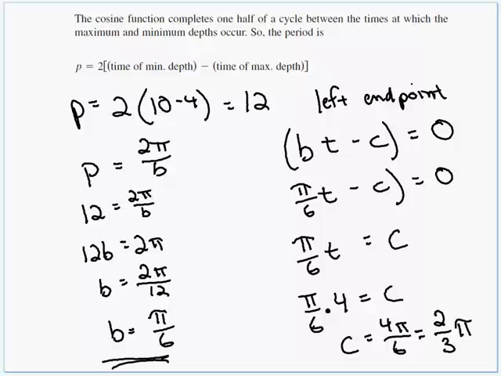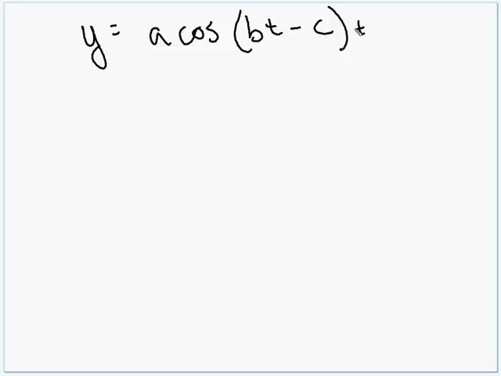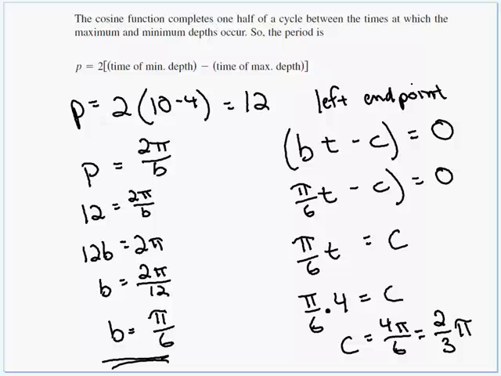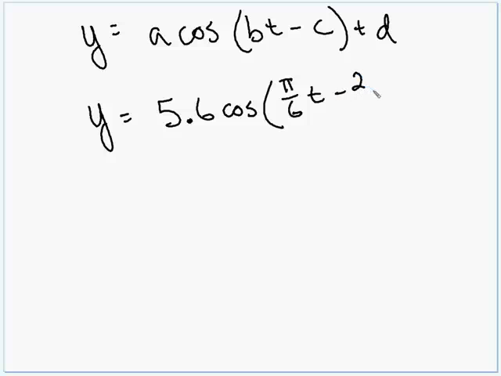So let's look at our equation now, and we can fill in what we've already figured out. We had y equals a times the cos of bt minus c plus d. Well, we figured out a was 5.6 cos. We solved for b was pi over 6 times t, and we just solved for c was 2/3 pi, minus 2/3 pi.